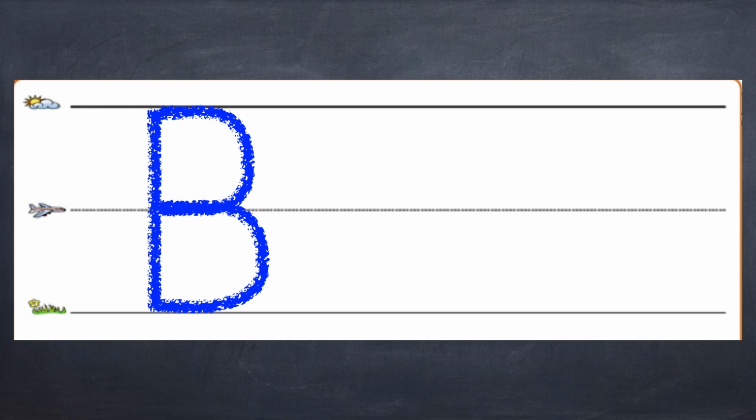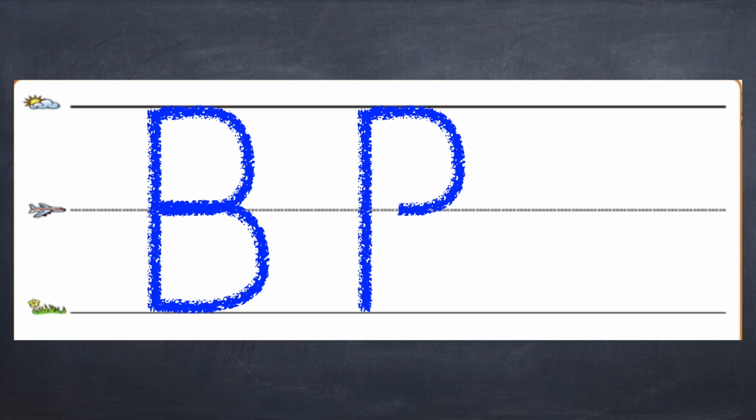Let's write another B. Start back up at the top of the skyline and draw a line down to the ground line. Go back up to the skyline to make your 2 bumps. Go out, around, down into the airplane line, then again, go out, around, and down into the ground line. Excellent job! One more time.